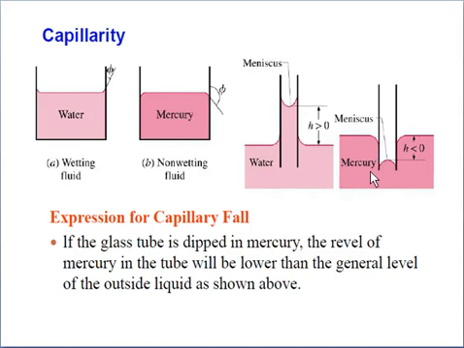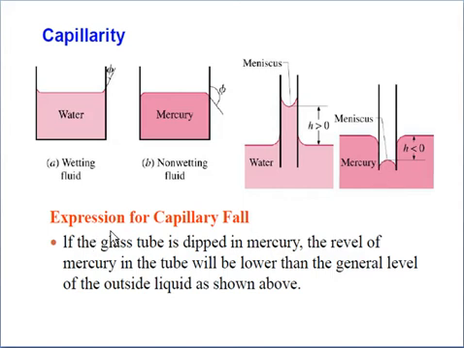In the second case, mercury is the non-wetting fluid. In the case of mercury, the cohesive force is more than the adhesive force. Due to that higher cohesive force, the mercury is not attracted towards the glass tube. You can see the shape of the liquid is like this. And of course there is a fall in the liquid level in the case of mercury, because cohesive forces are more than adhesive forces.